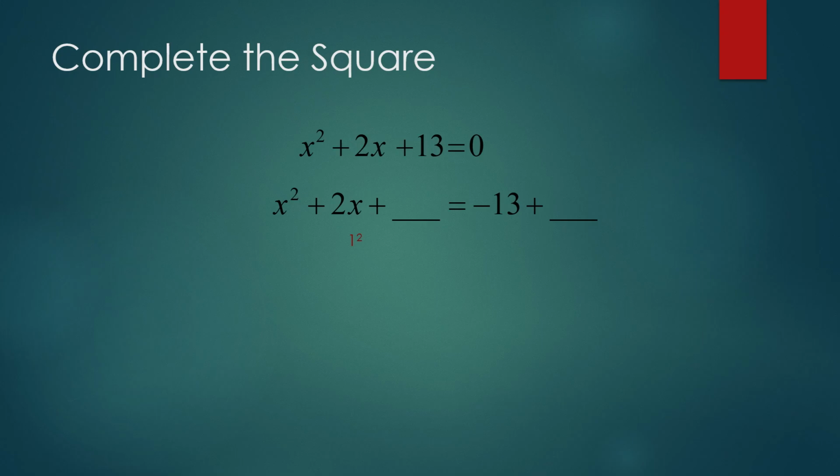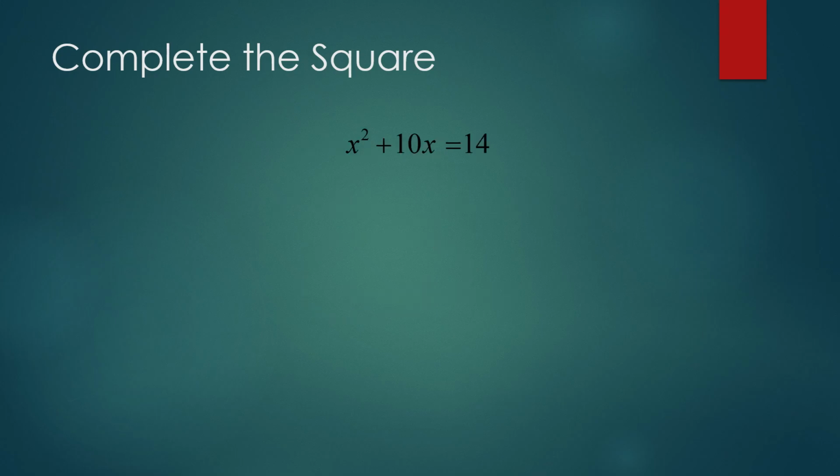So you're going to do 2 divided by 2, which is 1, and then you're going to square it. So 1 squared is 1. And 1 is going to be where it goes in those 2 spaces right there. And then you can put it all together, and it will be x plus 1 squared equals negative 12. So again, the reason we do this completing the square process is so that we can end up with that factored form of the binomial.